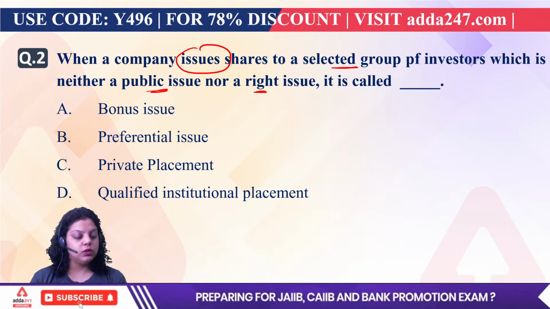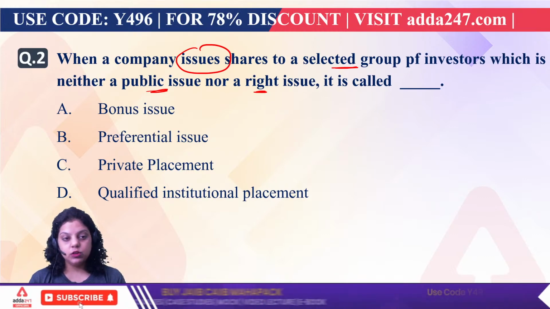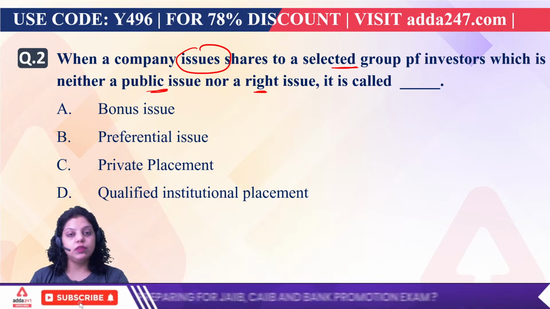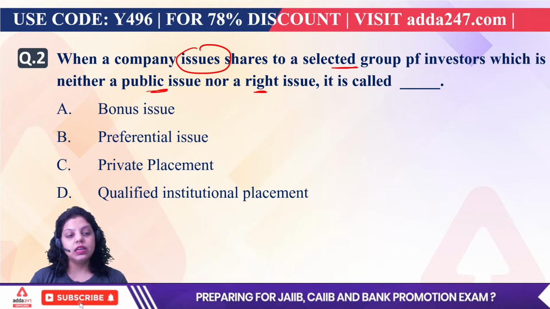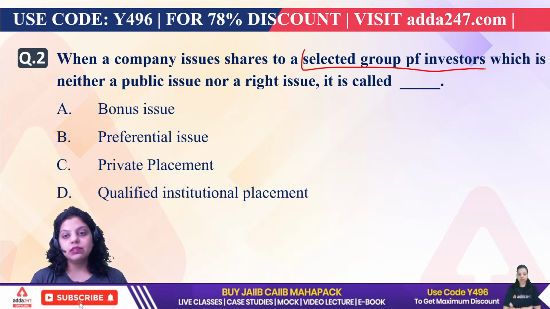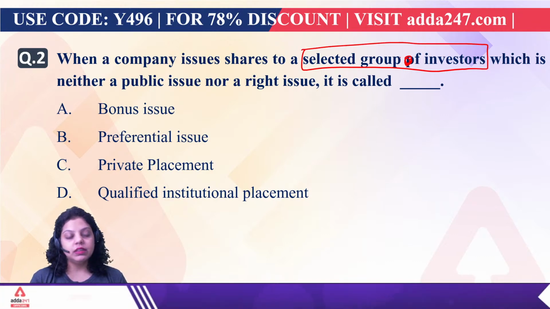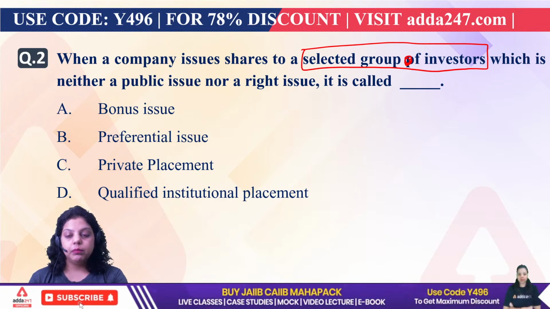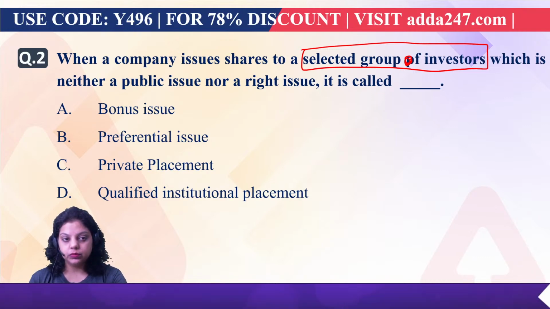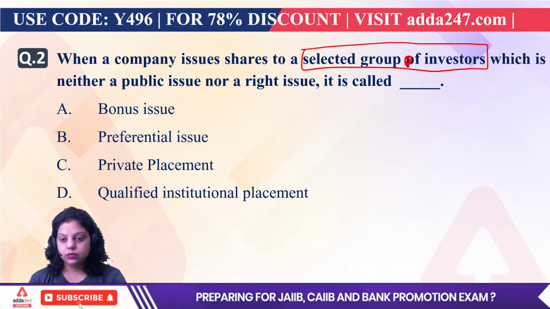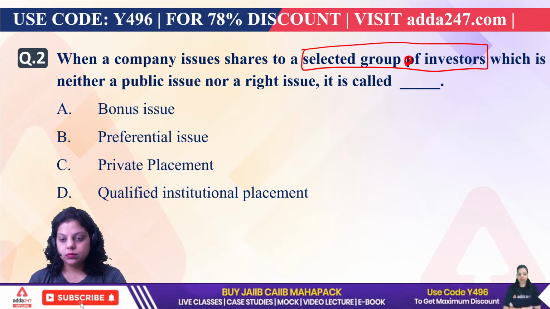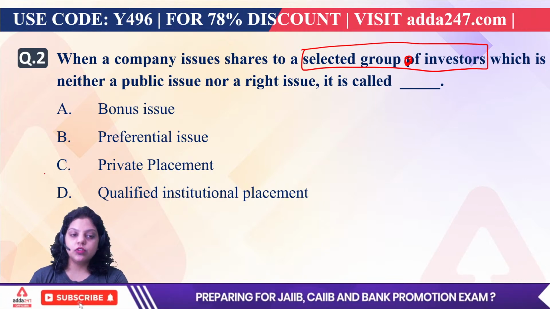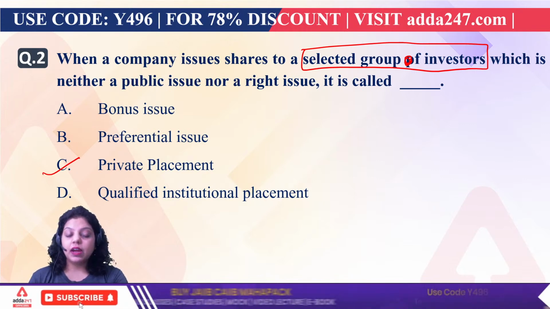What will be the answer of the second question? B and A, two options till now. See, always focus on the keywords, that what the keywords are saying. So in this particular question, the keyword says that the share is issued for a selected group of investors. When the shares will be issued for selected group of investor, it will be what? Maximum are going with preferential issue, but that is not correct. Right answer will be private placement.